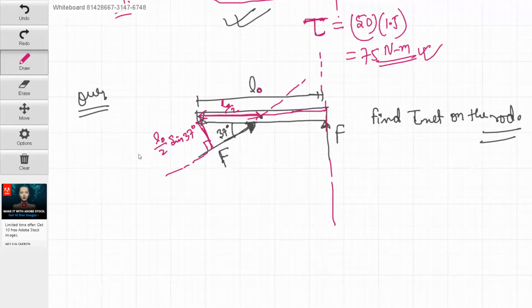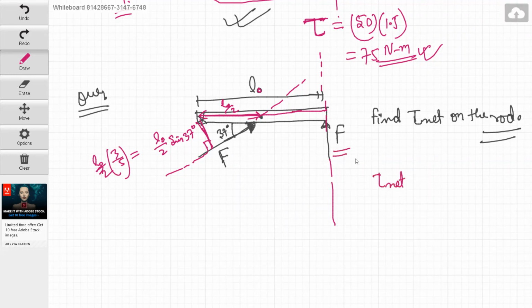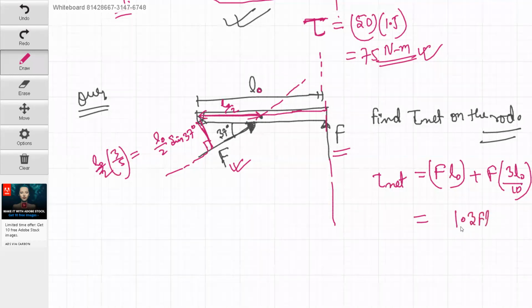Now that will be equal to L naught by 2 into sine 37, which is 3 by 5. So torque net is equal to the torque of this force, F into L naught, plus the torque of this force, F into 3 L naught by 10. Is this okay? So that is equal to 1.3 F into L naught. Hope you understand. This is the net torque.